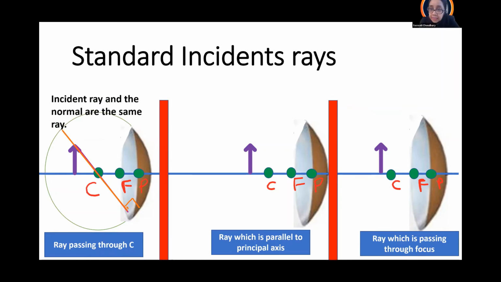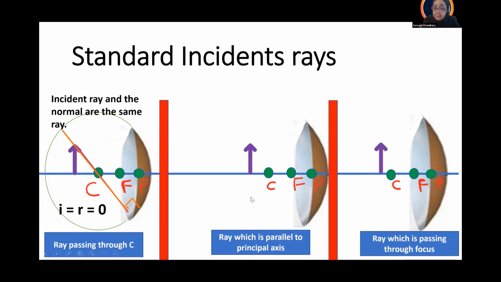Because we know the angle of incidence is the angle between the incident ray and the normal, if the incident ray is directly on the normal, then of course the angle of incidence will be equal to 0. And if the angle of incidence is 0, then the angle of reflection will also be equal to 0. Hence we can say that the incident ray and the normal are the same ray. So this is one example of the standard incident ray or SIR.